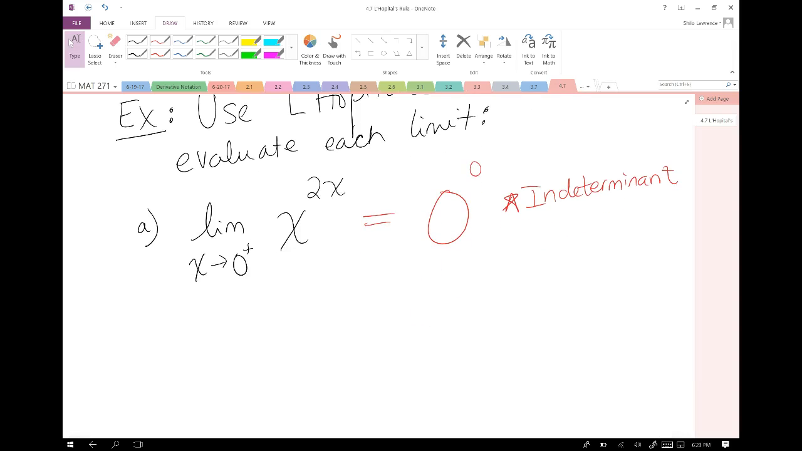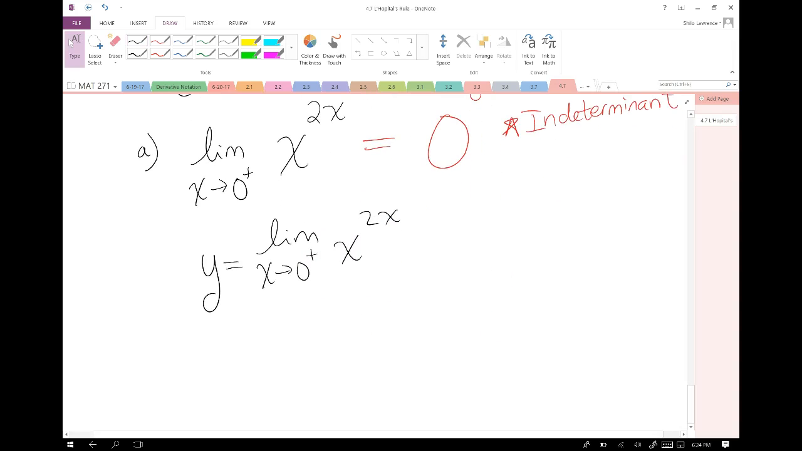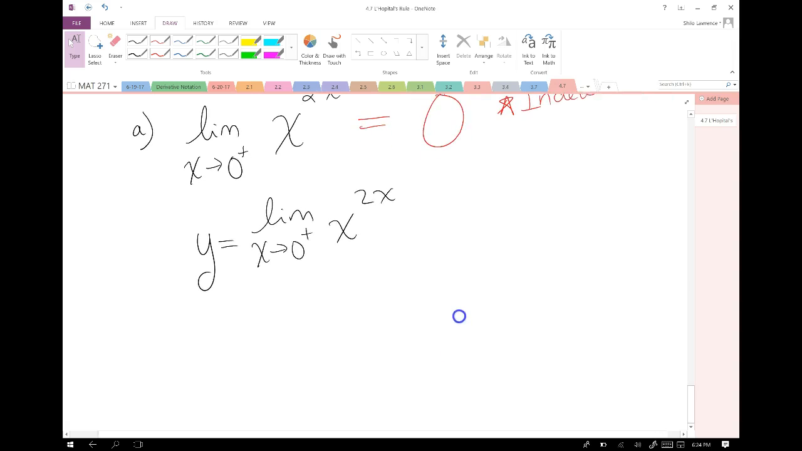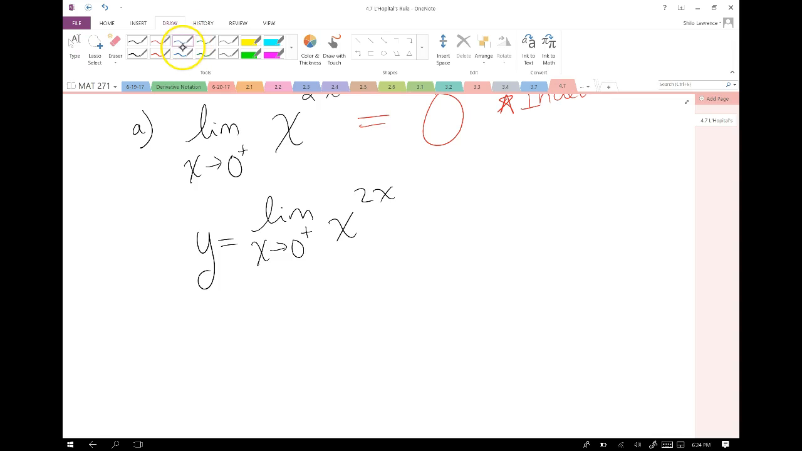So this is what we're going to do. I'm going to say y equals my limit. I like to set it equal to y to remind myself that I put a log in there, and then remind myself I need to take it back out at the end. So I just set my original limit expression equal to y. And then I'm going to put a natural log in front of both sides.